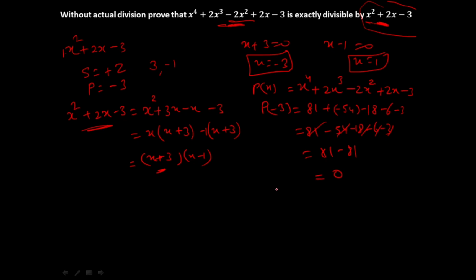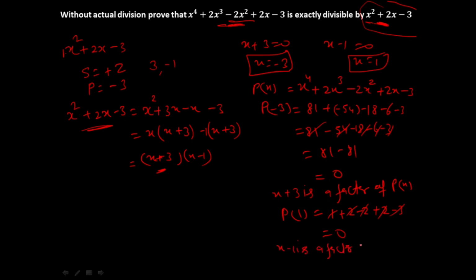It means x plus 3 is a factor of p of x. Similarly, find the value of p of 1. Let's find it. Replace x by 1. This is 1, this is 2, 1 plus 2 minus 2 plus 2 minus 3. This got cancelled. This is 3, this is negative 3. Again it is coming 0. It means x minus 1 is a factor of p of x.